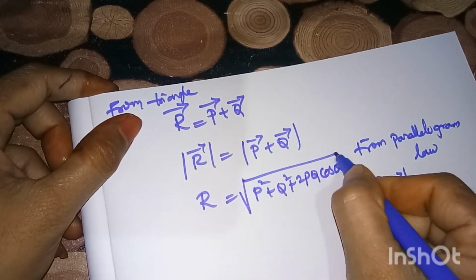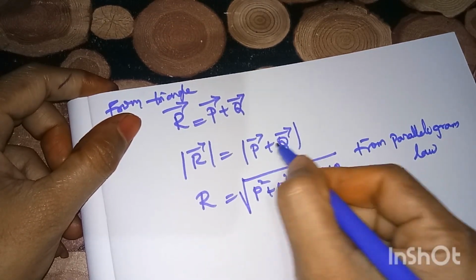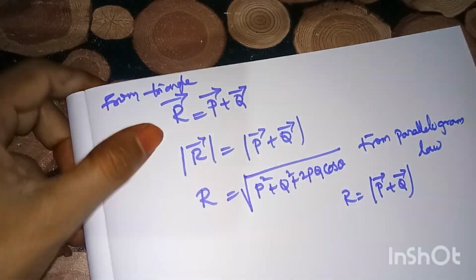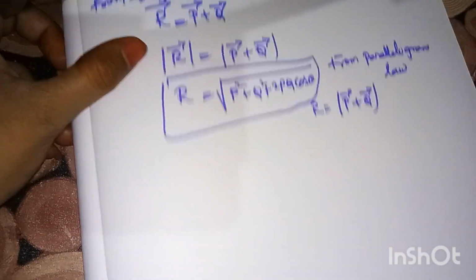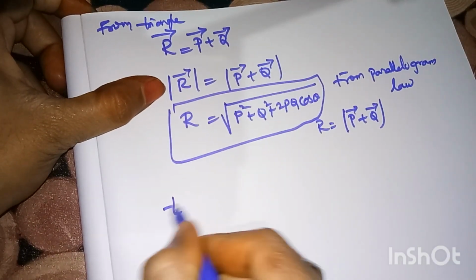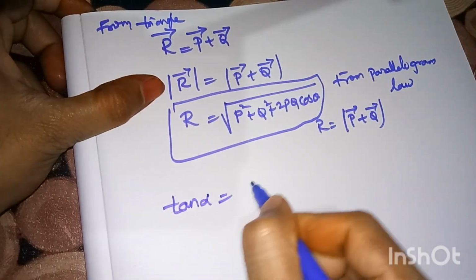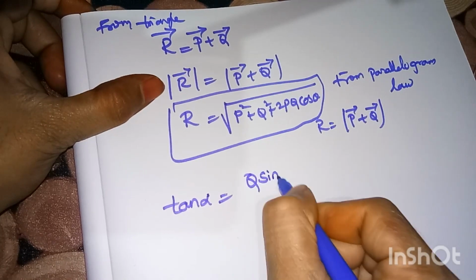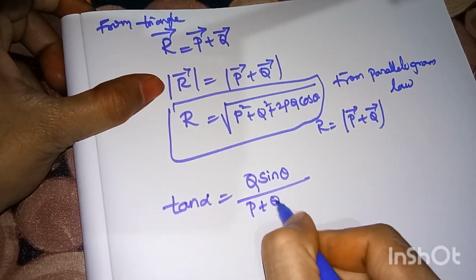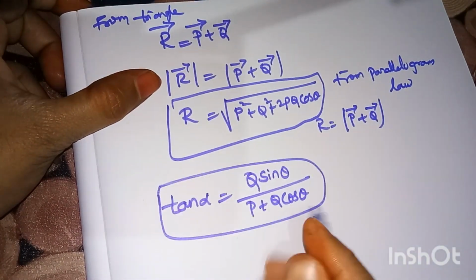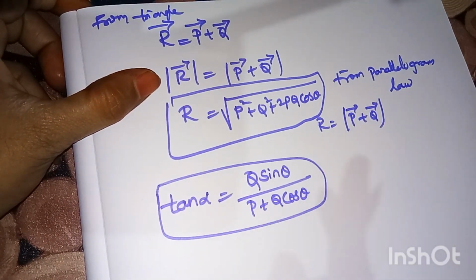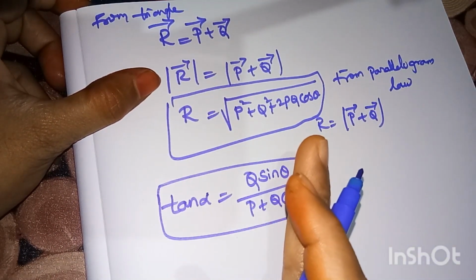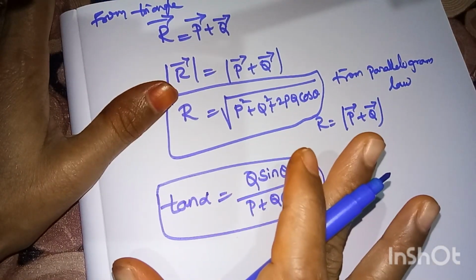Why am I writing 2PQ cos theta? Because theta is the angle between the first vector and the second vector. So this is the resultant for the triangle law, and the angle is tan alpha equal to Q sin theta by P plus Q cos theta. There is no change in the formula between the parallelogram law and the triangle law; the only difference is in the statement.